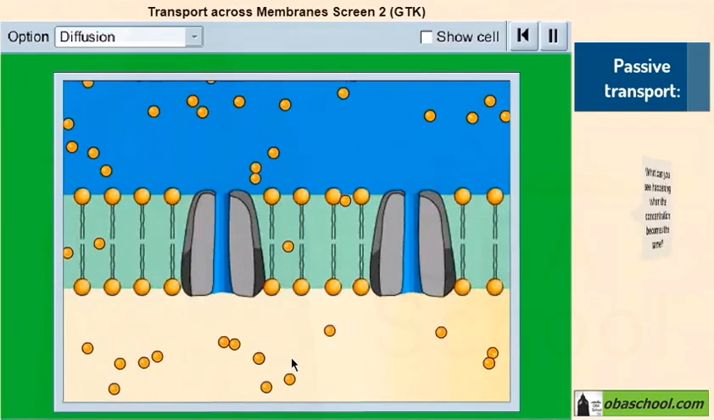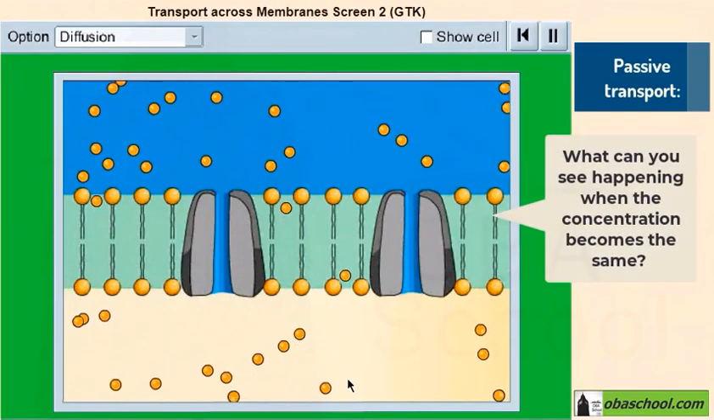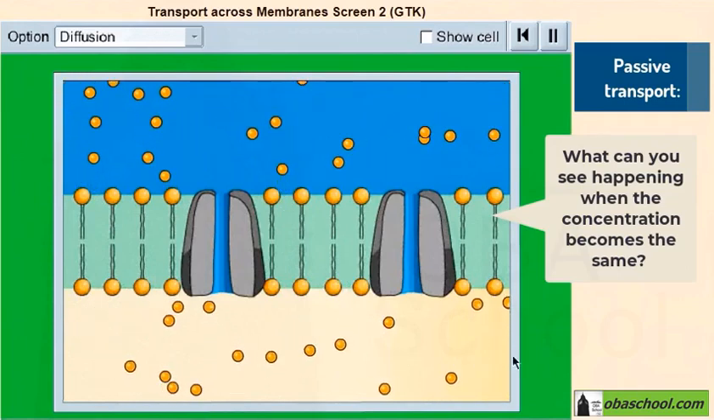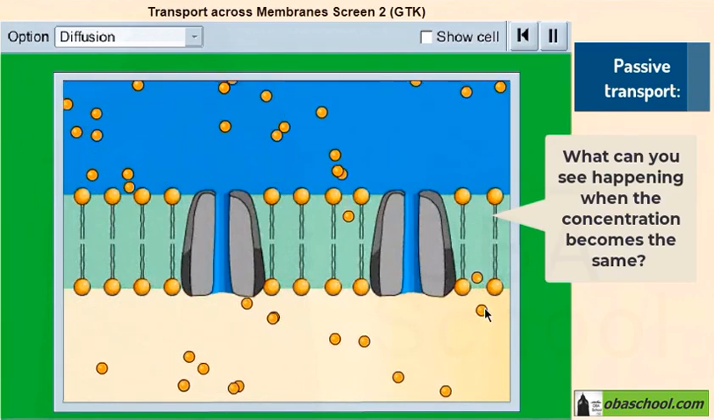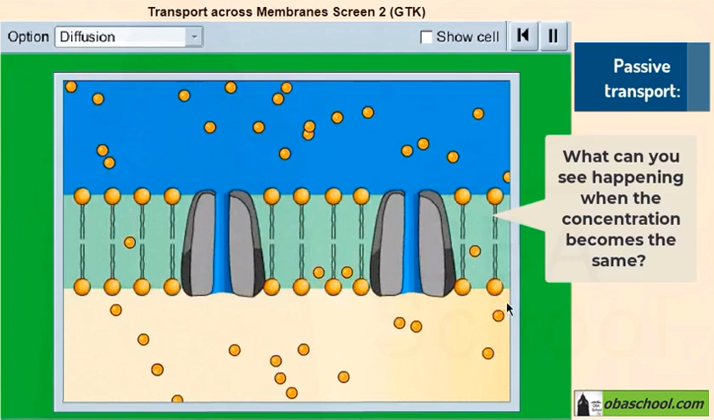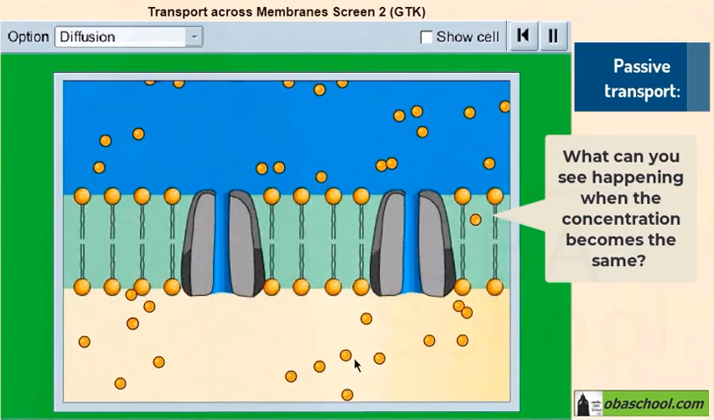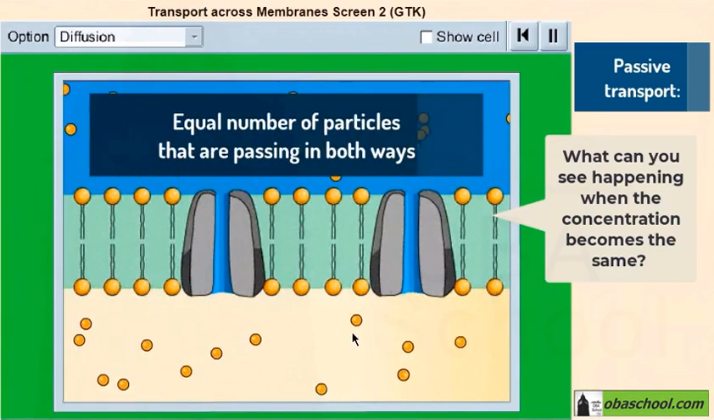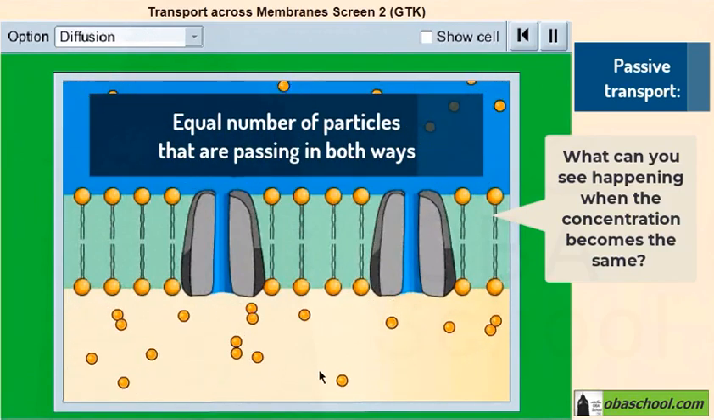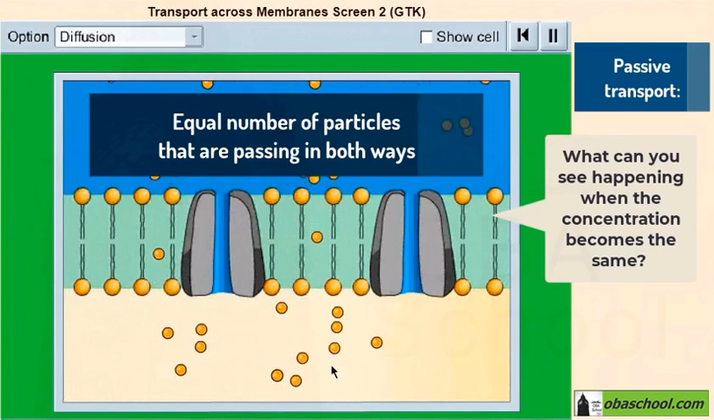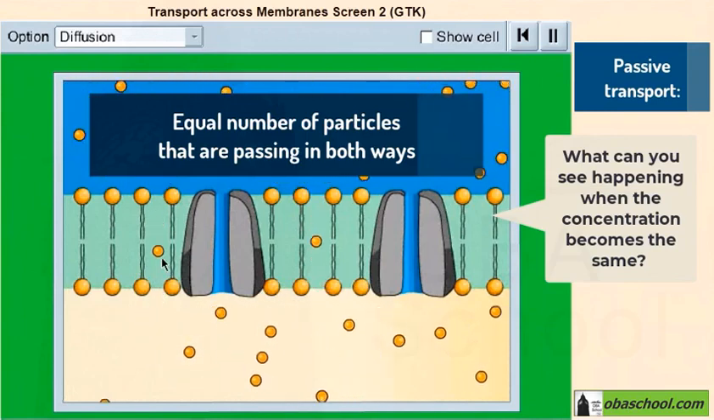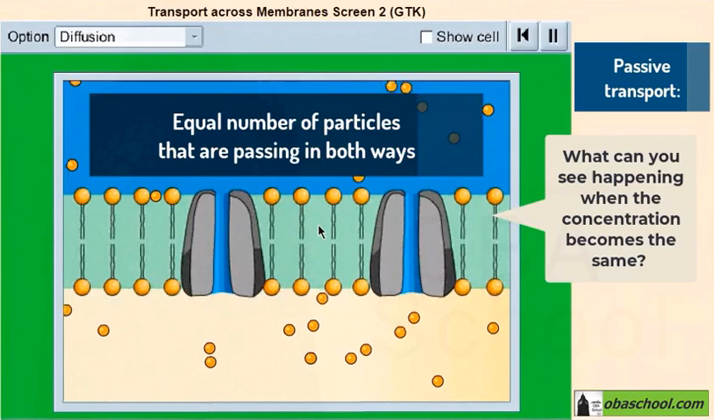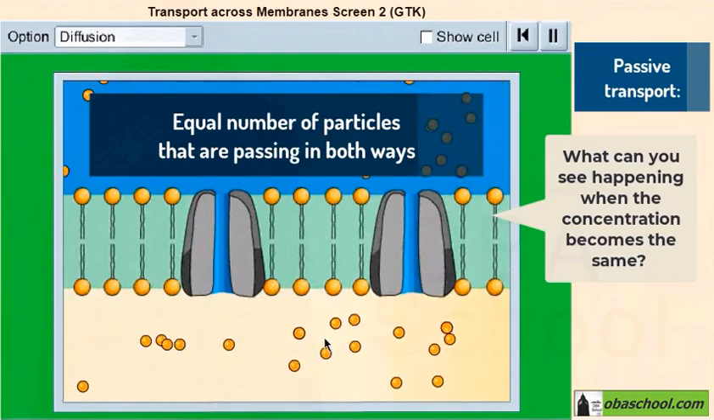But the question is, what can you see happening when the concentration becomes the same on both sides? Well, actually, there are equal numbers of particles that are passing in both ways. The particles are moving in opposite directions.